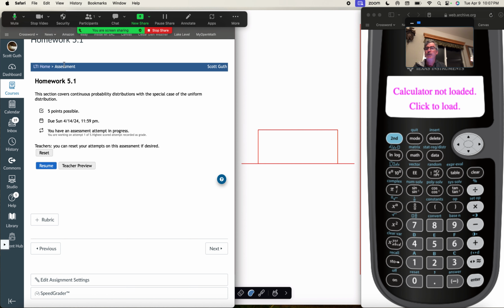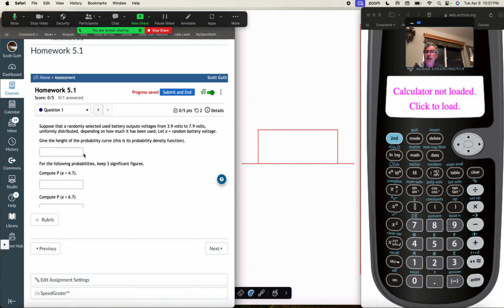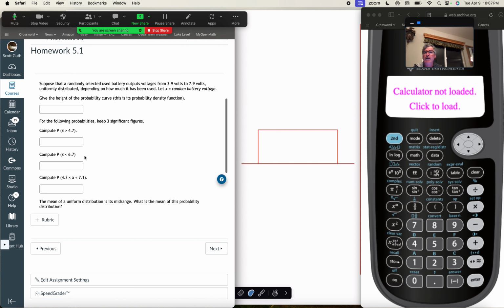A problem from section 5.1. So we'll jump right on in here. On the first question, we're doing a uniform distribution. It says suppose a randomly selected used battery output voltages range from 3.9 volts to 7.9 volts, uniformly distributed. Okay, so X is going to be the random battery voltage.